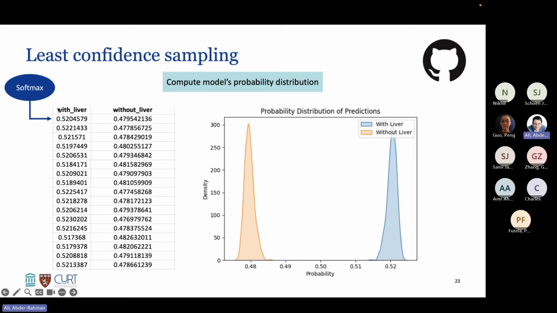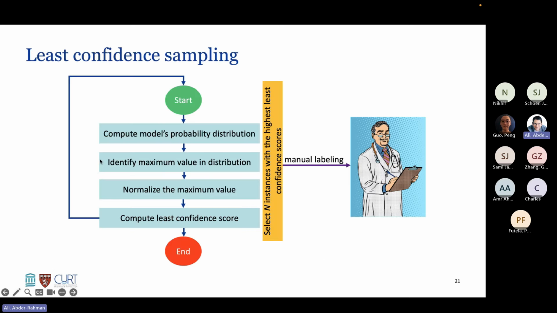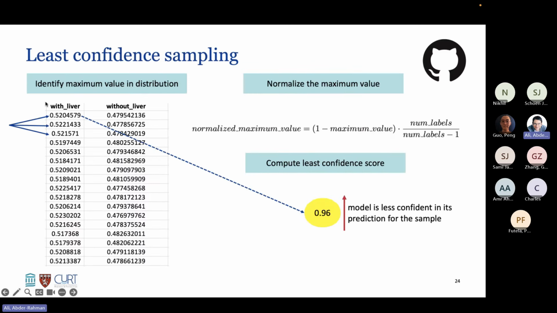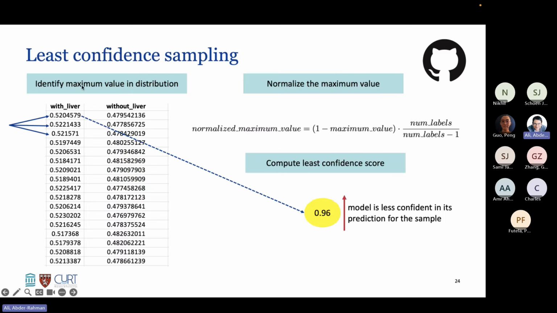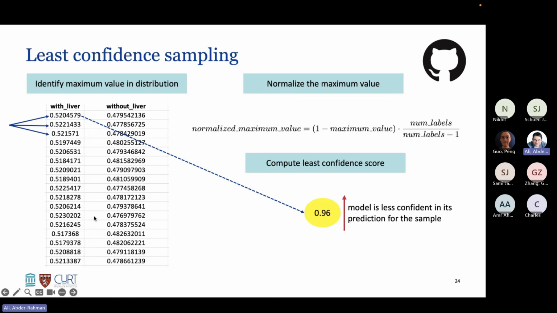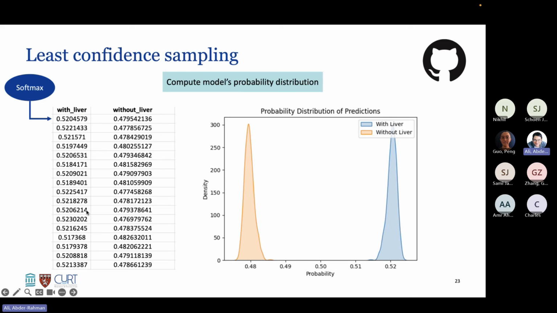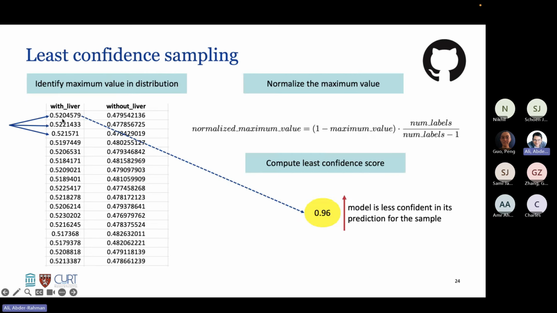We have the probability distribution ready. The second step, let me go back, is to identify the maximum value in the distribution. That's very straightforward. So at least for this screenshot, because they're not in order, that's the output of the different images that were coming into the neural network. Most of the maximum values are here. We're just following the process.